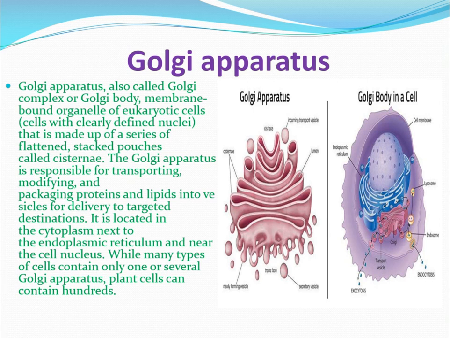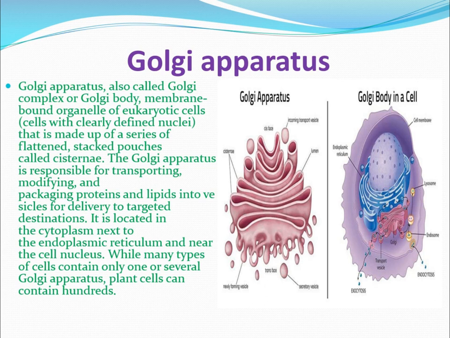And the Golgi apparatus is responsible for modifying and packaging the proteins and lipids in vesicles for delivery to targeted destinations. So Golgi apparatus help the cells package the proteins and lipids to get delivered to different destinations as they are specified.